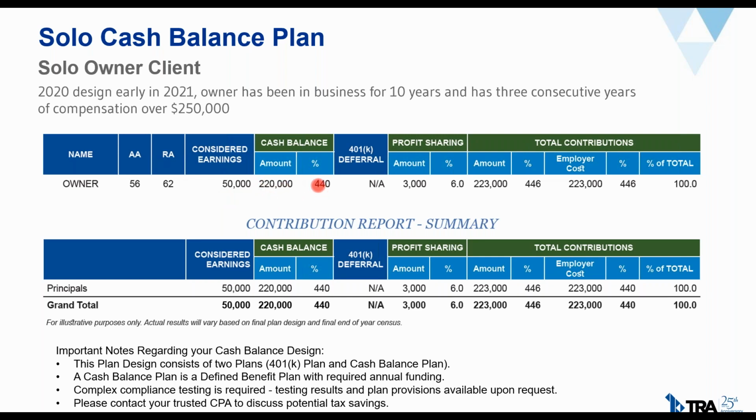So if you want us to do a plan design for you and we ask you a lot of questions, it's because we want to do a better job in designing the plan to meet your client's goals and objectives. So this business owner could also have $3,000 of profit sharing contribution, so they could contribute $223,000 for their retirement. I think the rest of this is somewhat self-explanatory.